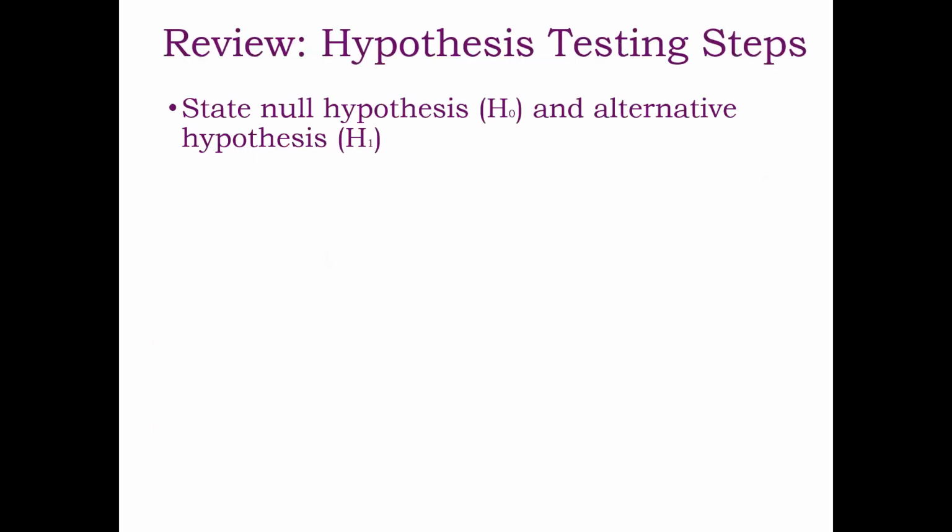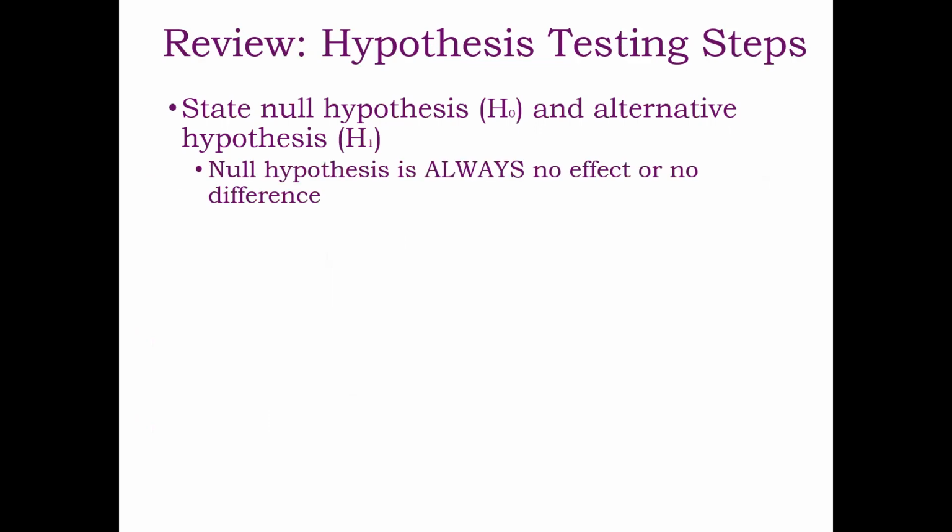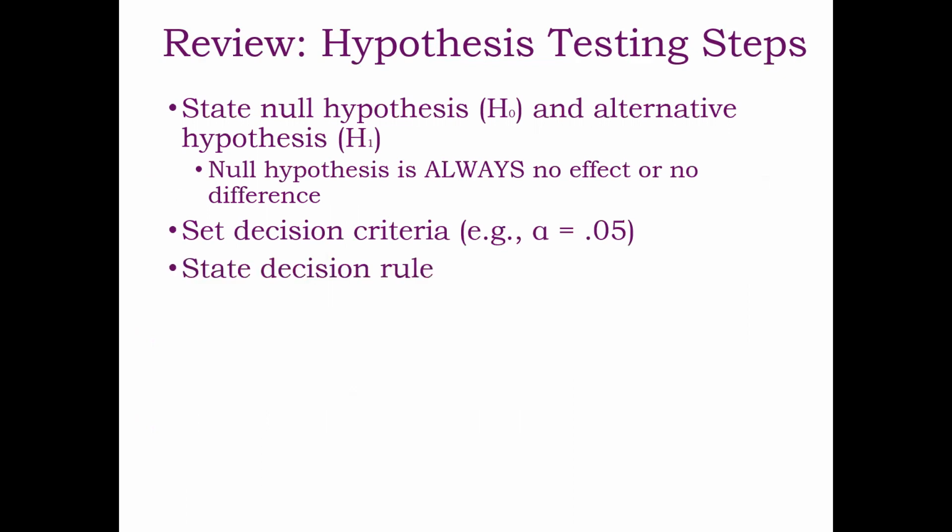So, hypothesis testing steps. We state the null and the alternative. The null is always no effect, always has an equal sign in it somewhere, either equal to, greater than or equal to, or less than or equal to. We set our decision criteria, state the decision rule. For example, reject if z greater than 1.96 or p less than 0.05.